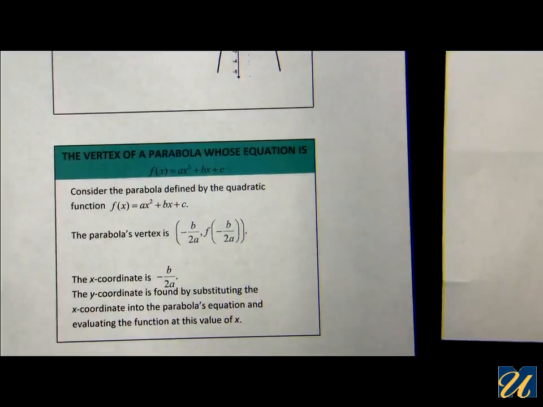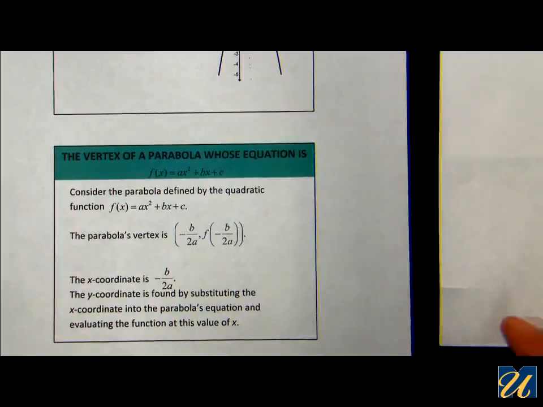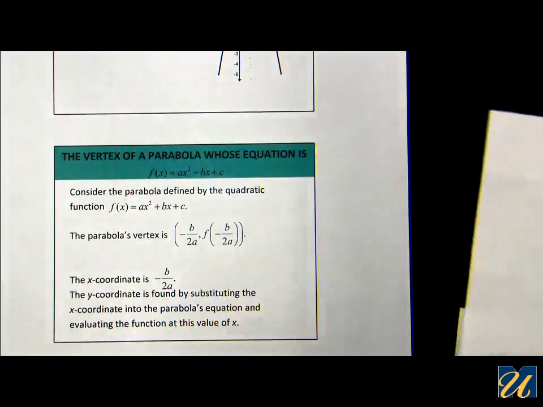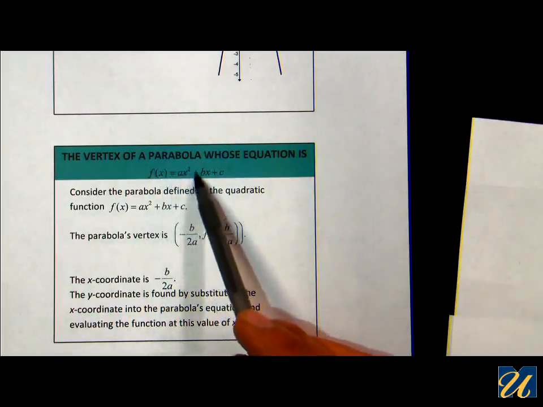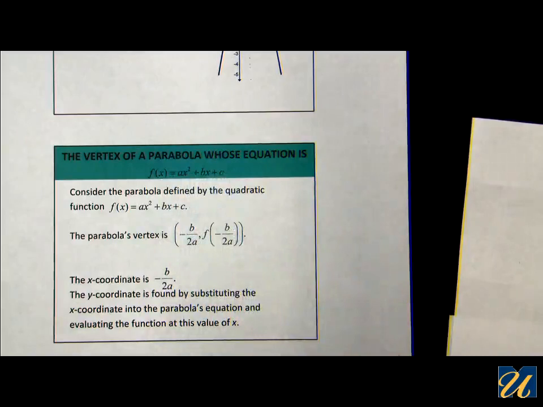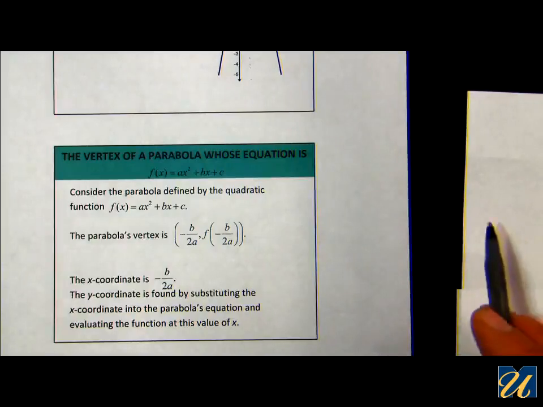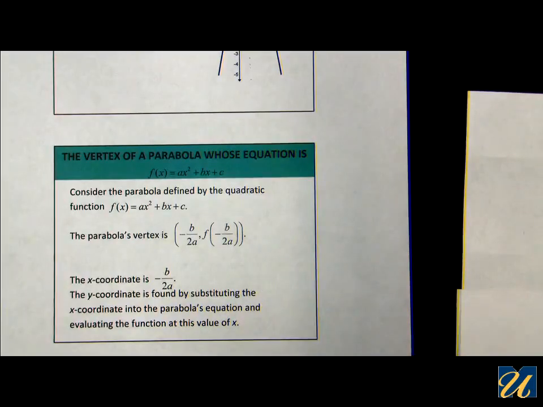That was the standard form of a quadratic function. Here we now have the general form of a quadratic function. The general form is f of x equals ax squared plus bx plus c. Perhaps this is a more recognizable form from your earlier work in math. So let's take a look at how we get the vertex in this particular case. Remember, the vertex is the most important point.